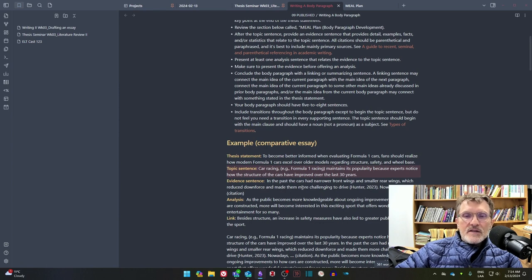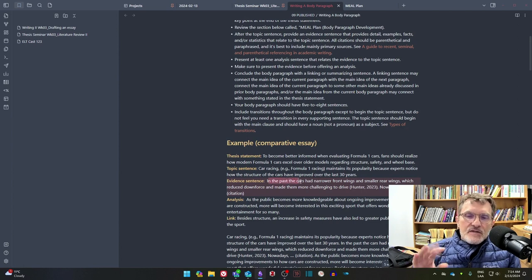In the past, cars had narrower front wings and smaller rear wings, which reduced downforce and made them more challenging to drive, and now I have my citation. So this thought should be paraphrased in my view. Try to paraphrase someone else's idea. This is a little bit more technical information.